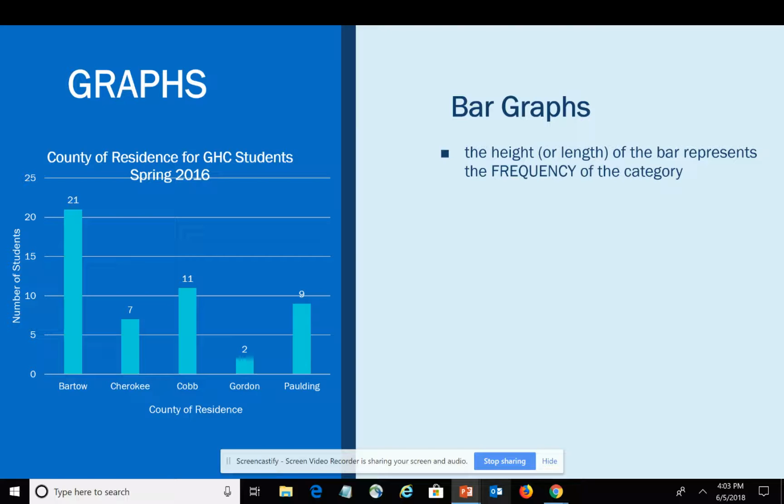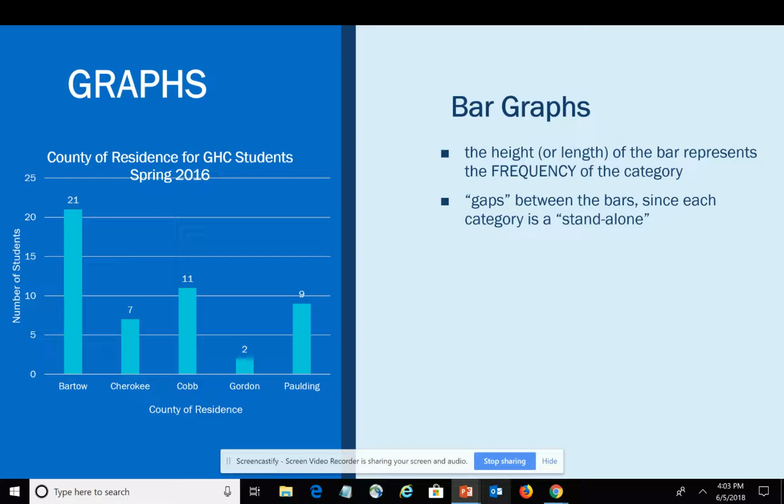With a bar graph, the height or the length of the bar represents the frequency. And you'll see a bar graph there on the left-hand side of the screen that I generated through Microsoft Excel that shows the county of residence for GHC students spring 2016. I emphasized the frequency by putting the actual numeric value at the top of each bar so that the reader or the researcher doesn't have to estimate or guess what the value was.